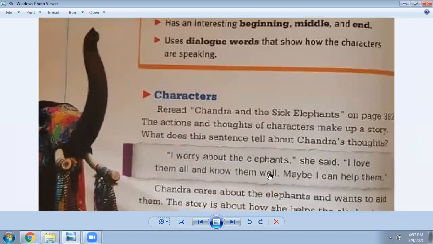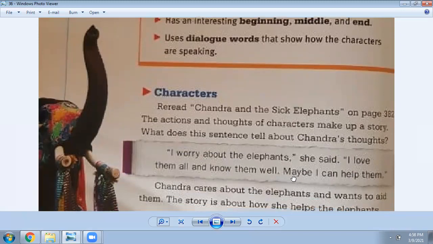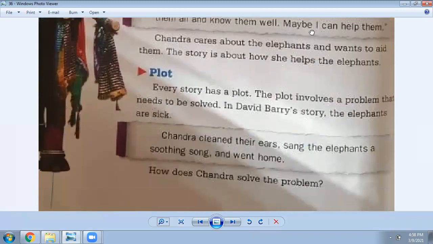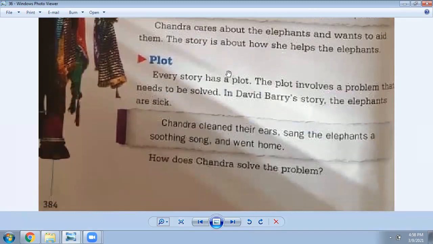In our story that we just read, Chandra and the elephants, she worries about the elephants. When she says, "I worry, I love them, maybe I can help them," we can tell that she cares about the elephants and she wants to make them better. The plot in this story has a problem where the elephants are sick. Chandra helps to clean their ears, she sings to them, and she goes home. So she helps to solve the problem in our story.